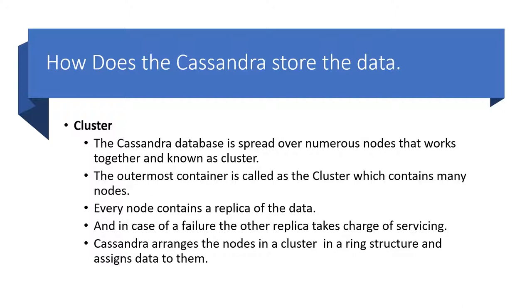These nodes will contain replicas of the data. So a replica of the data will be available on multiple nodes. If there is a failure on any one of the nodes, then the other node which has that replica of the data will do the servicing of the application. That means the request which comes will be fulfilled by that particular node. Cassandra arranges the nodes in a cluster in a ring structure and assigns data to them.